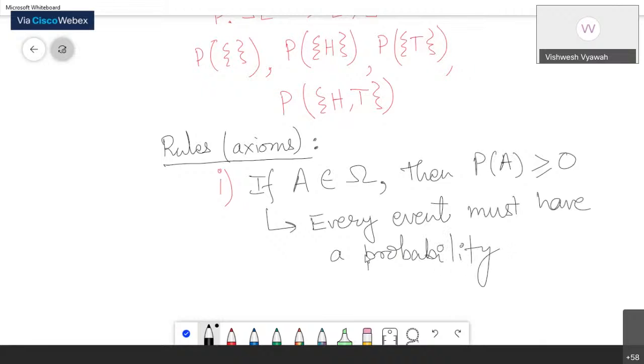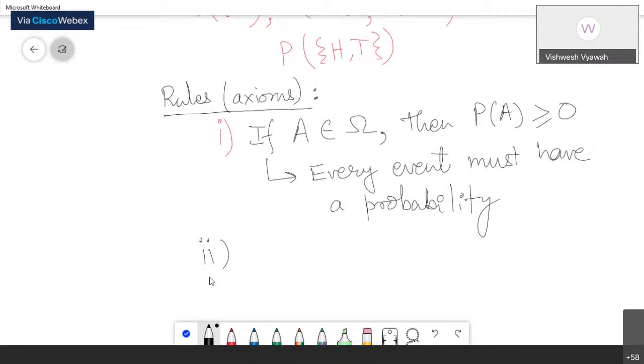I mean, you cannot say that my sigma has 10 events, and out of that, only 9 have a probability. The 10th one doesn't have a probability. No, that's not allowed. Then you can't call it a probability function. This is one important thing.